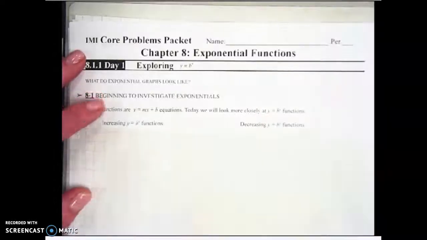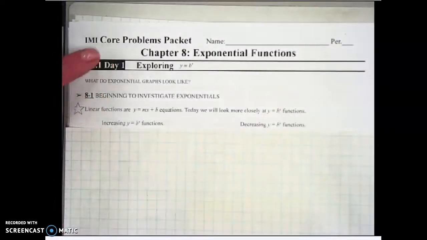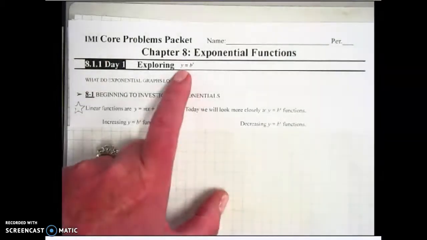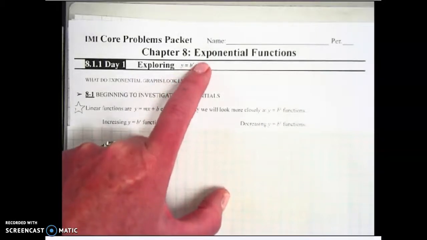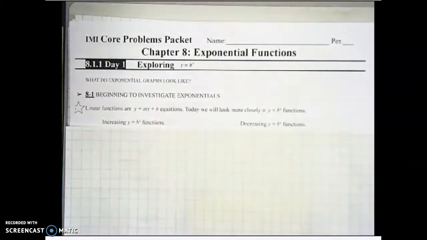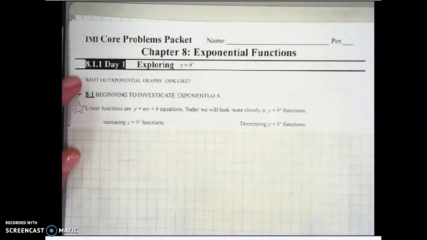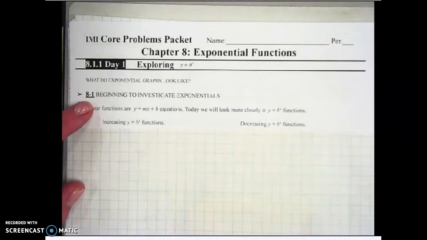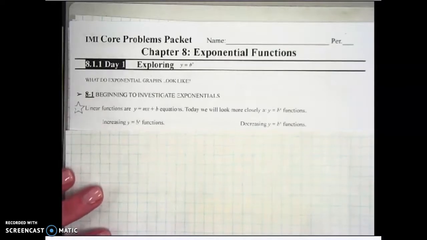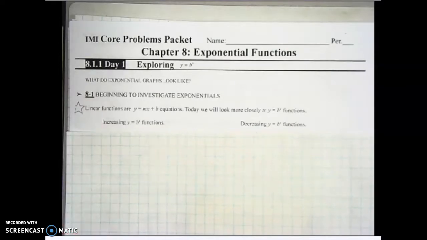Today we're going to start chapter 8, and the title of the whole chapter is Exponential Functions. So we're going to be exploring this equation, y equals b to the x. That x is in the exponent position. That's why it's called an exponential function. So we're going to be answering the question, what do those exponential graphs look like? And question 8.1 says, beginning to investigate exponentials.